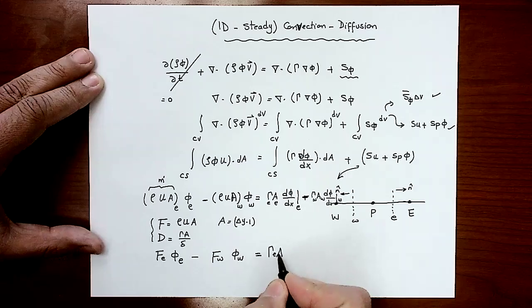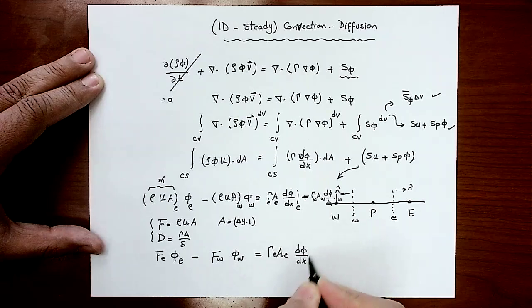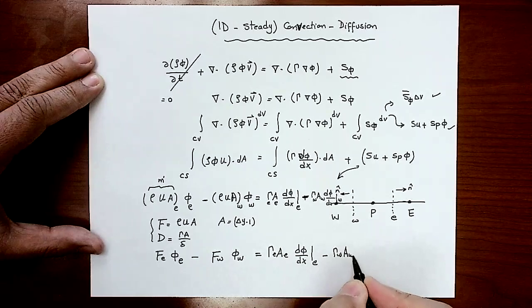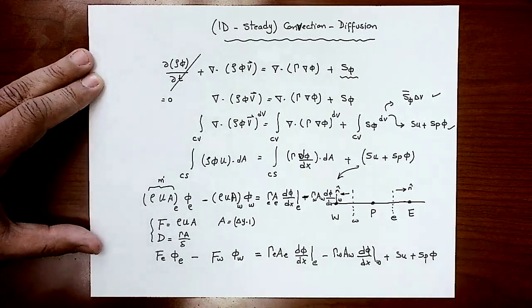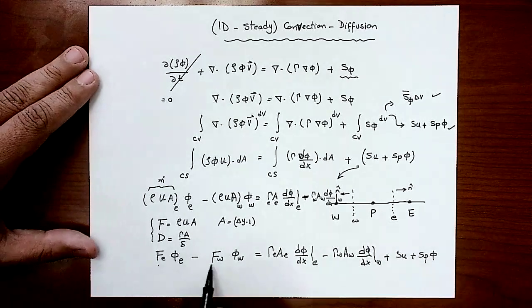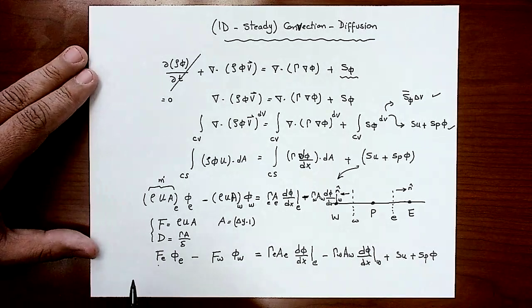I would keep it that way till now. d phi by dx on the east minus kappa west, a west, d phi by dx at the west. And I'm going to add the source term in the form of the linear function. So that's the ending equation here. And each one of these F and D is presented here.